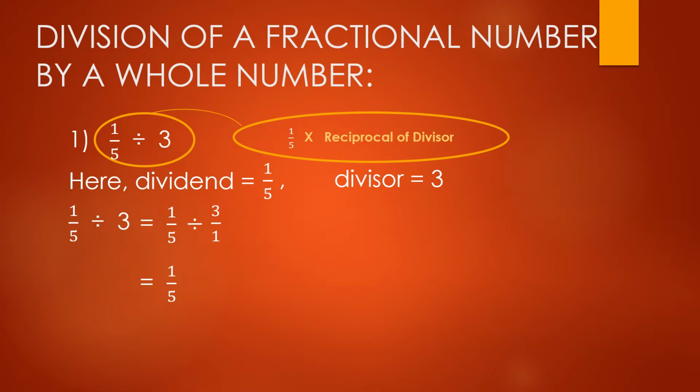Now change the division sign to multiplication sign. Then write the reciprocal of 3 upon 1 which is 1 upon 3. So we have 1 upon 5 multiplied by 1 upon 3. Now simplify. 1 1s are 1 and 5 3s are 15. So the answer is 1 upon 15.